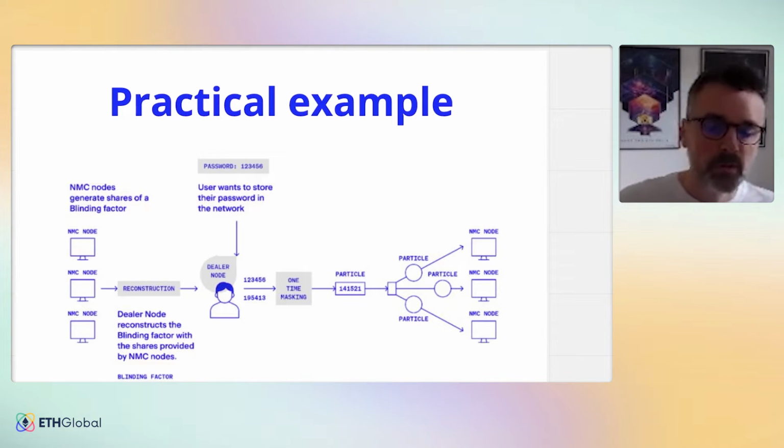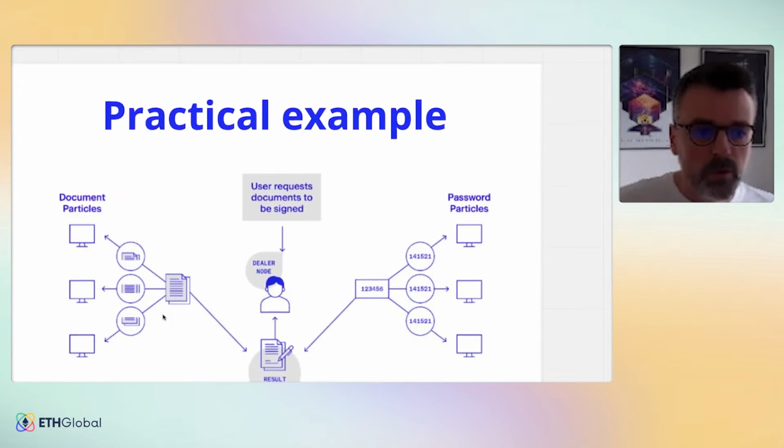For instance, if a user wanted to store their password, like in this example, the password would be transformed into a random sequence of numbers such that the NMC nodes in the network couldn't really make sense of it. It doesn't mean anything to them.